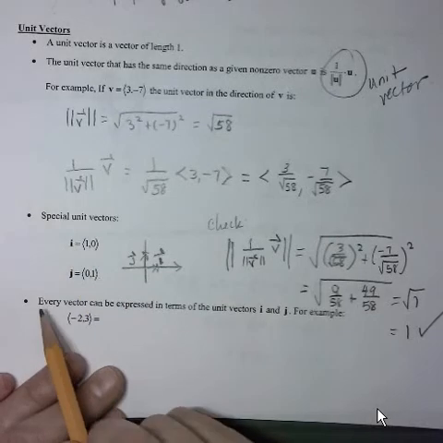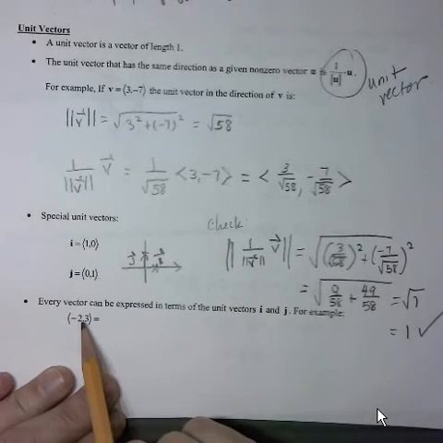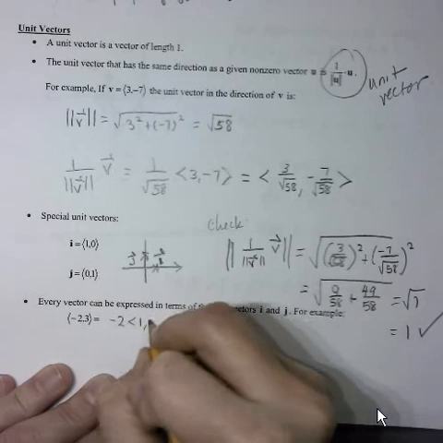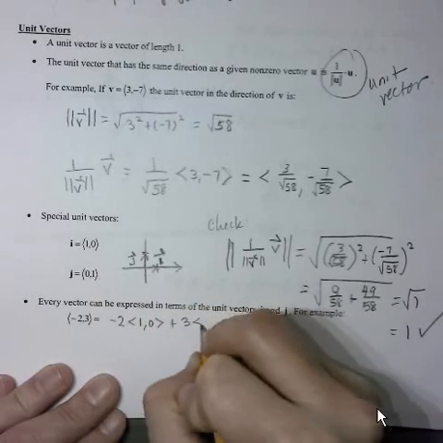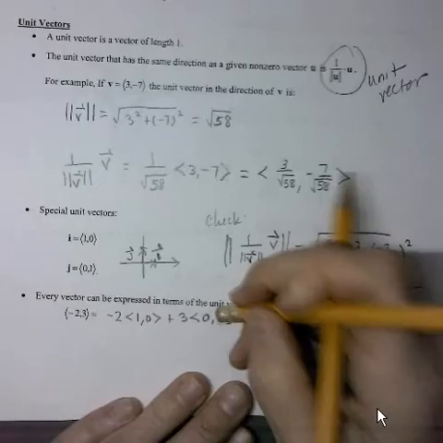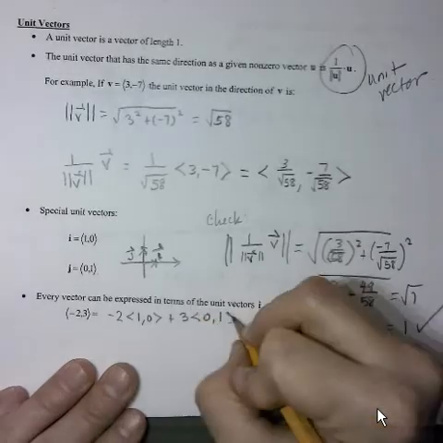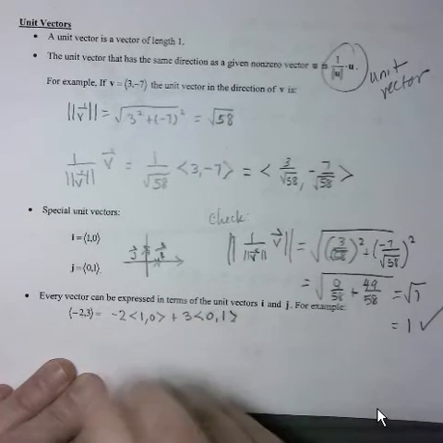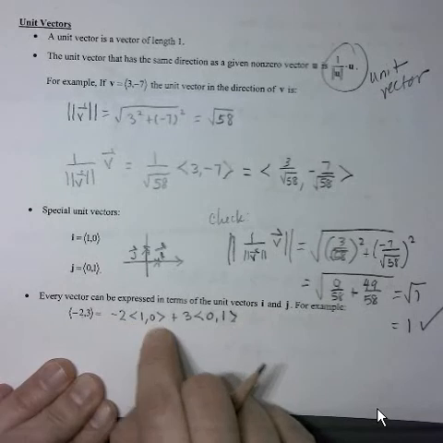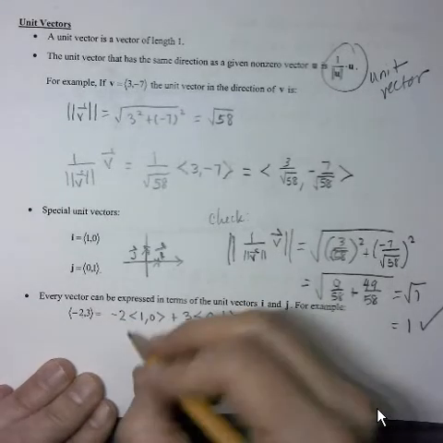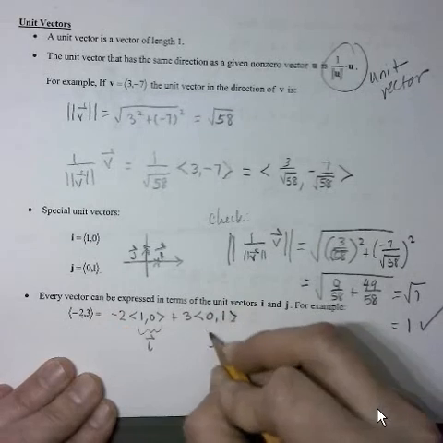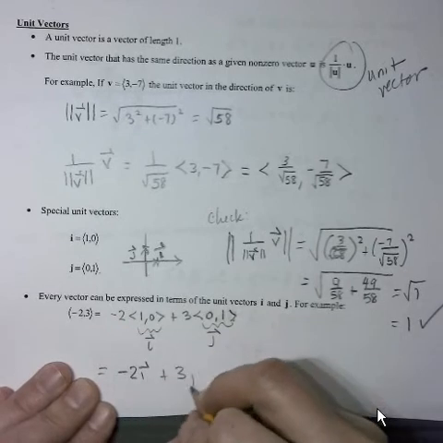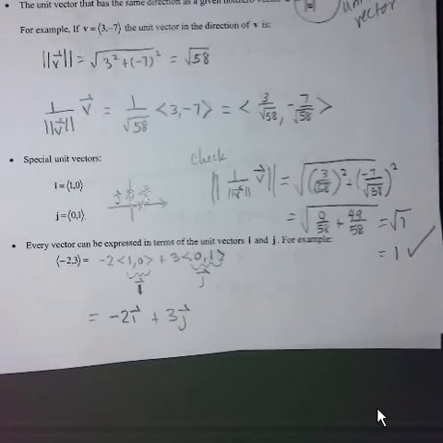Something like negative 2, 3 is the same as negative 2 times 1, 0 plus 3 times 0, 1. So negative 2 times 1 plus 3 times 0 is negative 2. And then negative 2 times 0 is 0, plus 3 times 1 is 3. So these are equal. And then this is vector i, and this is vector j. And so we get negative 2i plus 3j. So this is a vector.